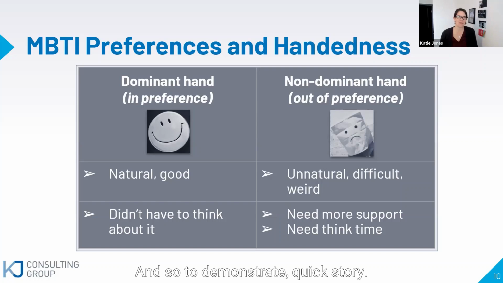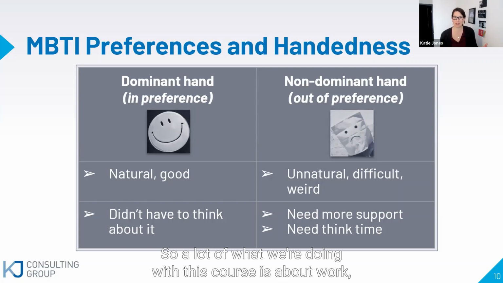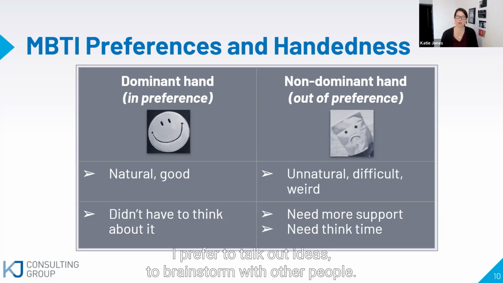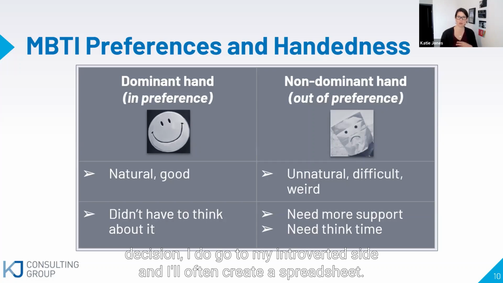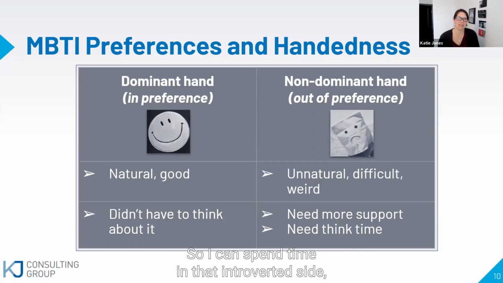And to demonstrate, a quick story. I am an extrovert when I'm working. A lot of what we're doing with this course is about work, right? So when I'm working, I prefer to talk out ideas, to brainstorm with other people. I can't always do that. When I need to make a difficult decision, I do go to my introverted side, and I'll often create a spreadsheet. It's a tool that I've started using over the years, and it's been really helpful for me. So I can spend time on that introverted side.